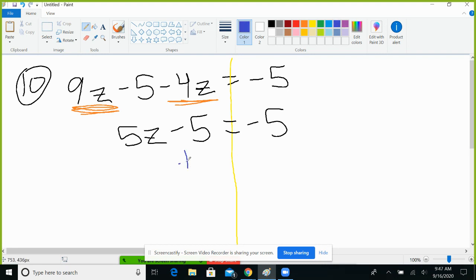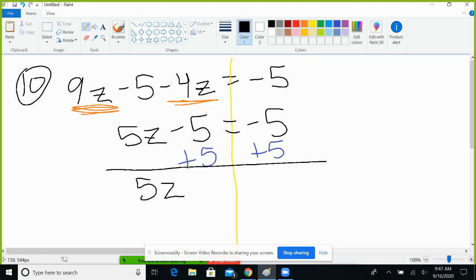Right. Nice work. Add the 5 to both sides to get rid of that 5 to further isolate the z. So negative 5 and positive 5 is 0. 5z equals 0.